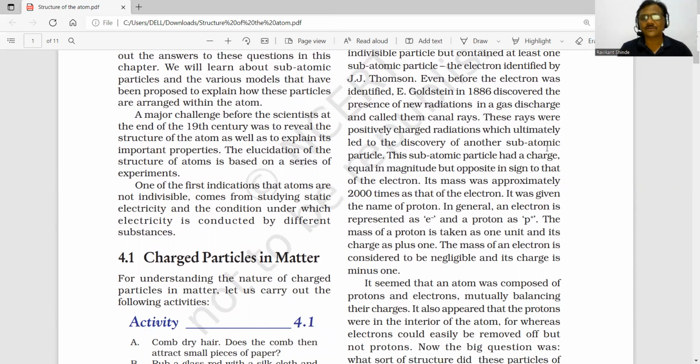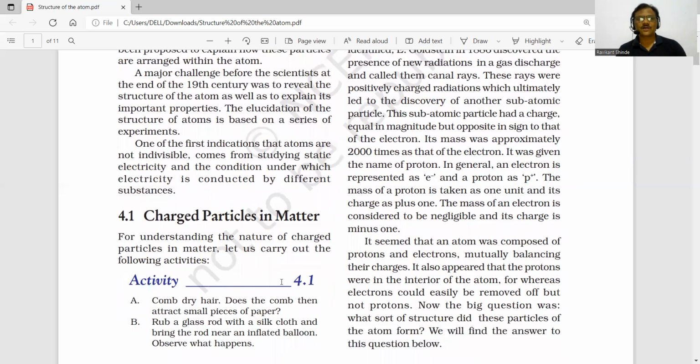And the scientists who discovered them. What are the symbols of the electron, proton, and neutron? You can see over here the symbols of the electron, proton, and neutron. The neutron is represented by the symbol N. So these are the charged particles.